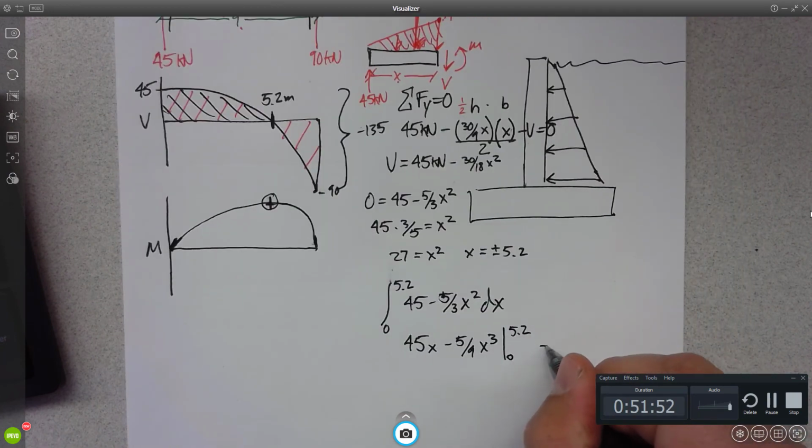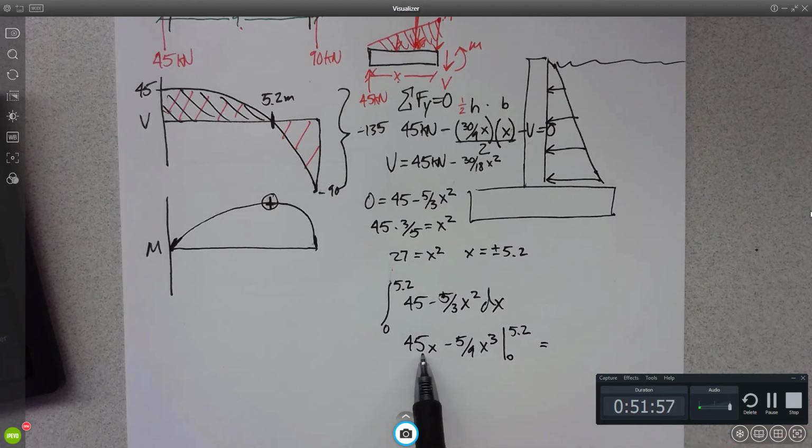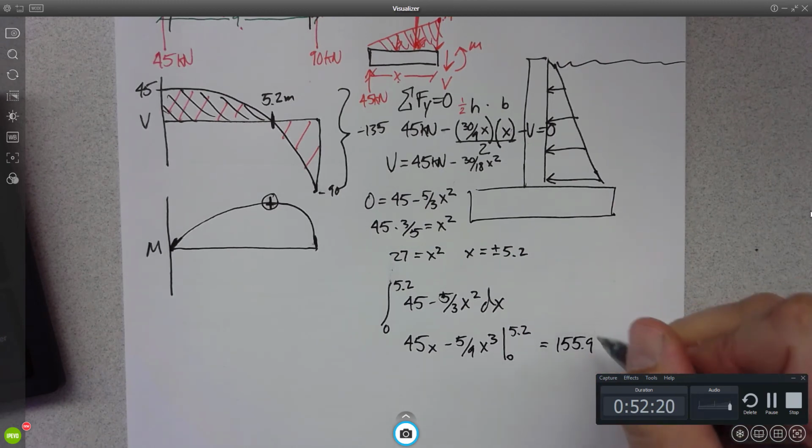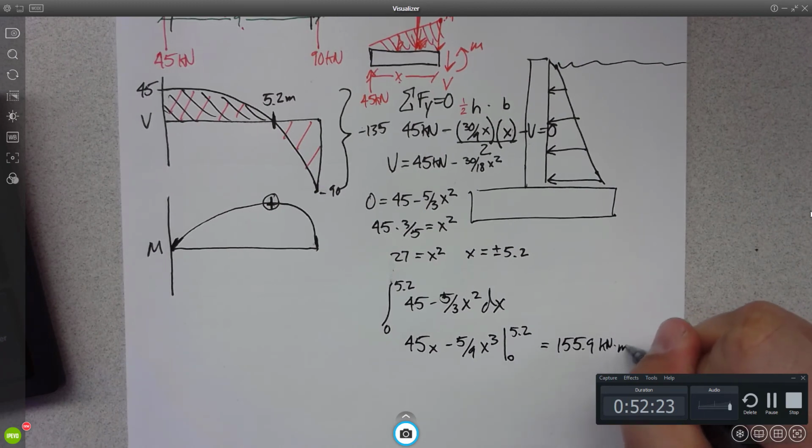Anybody give me a value for that? Wait, let me guess. 45 times 5 is going to be like 250. That cubed is 125, and you're looking at a little over half of that, so 75. I'm guessing 177. Dang it. 155.9. Okay. And that would be kilonewton meters.